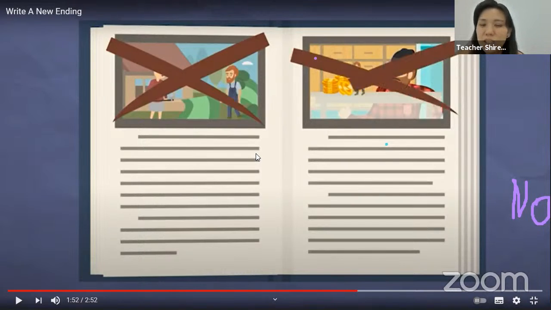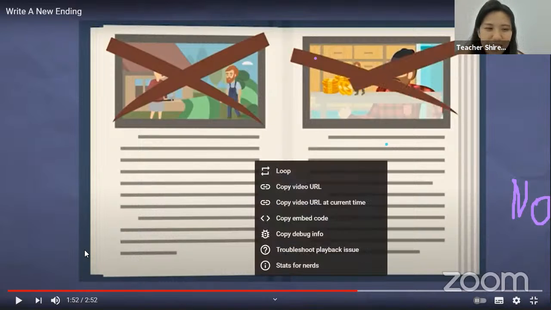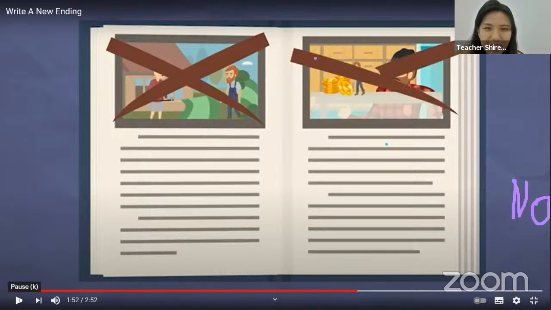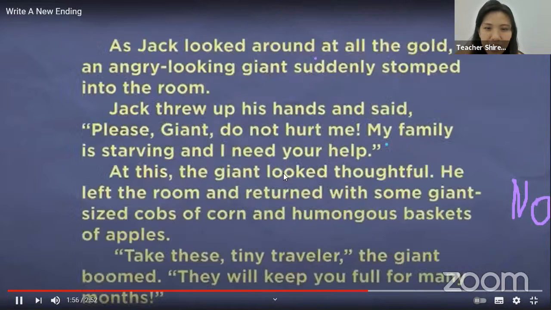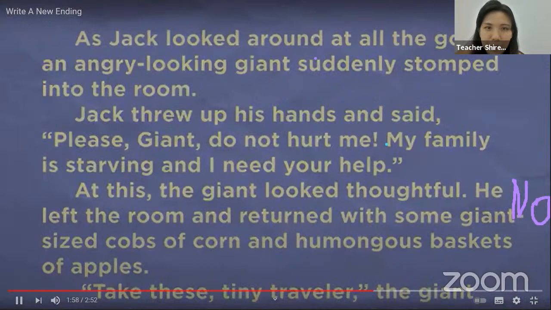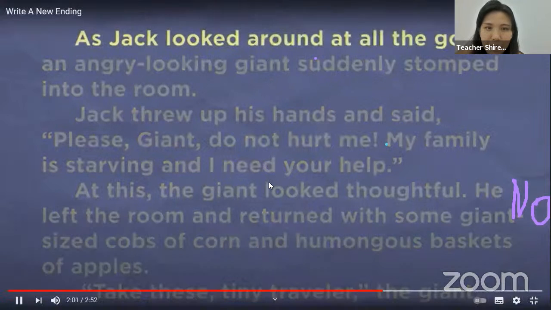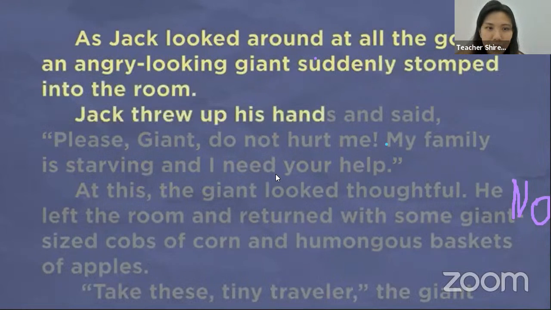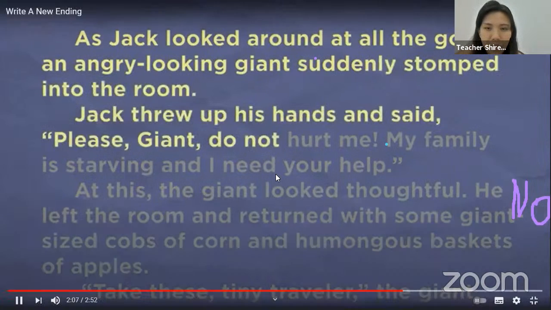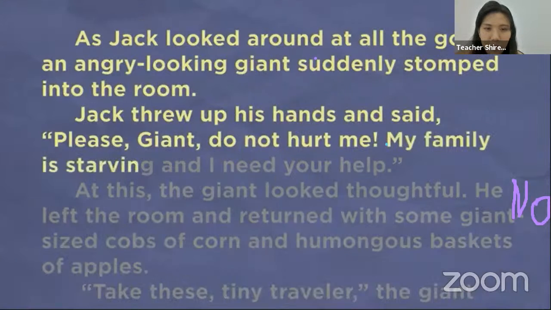Okay, let's see what happened to the story when it changes. Here's an ending that changes the story from the moment Jack meets the giant.